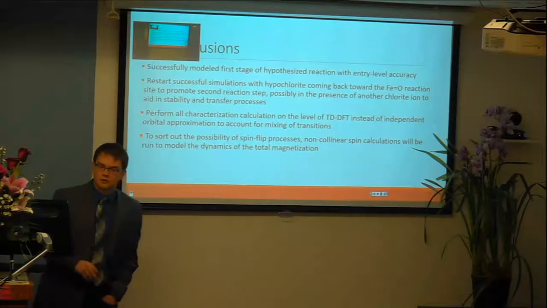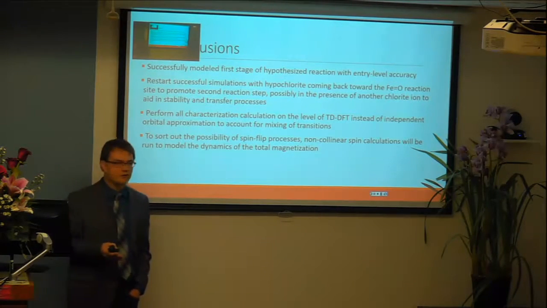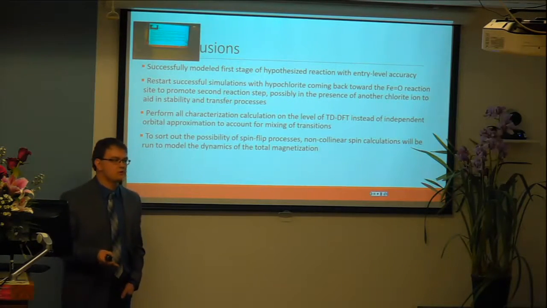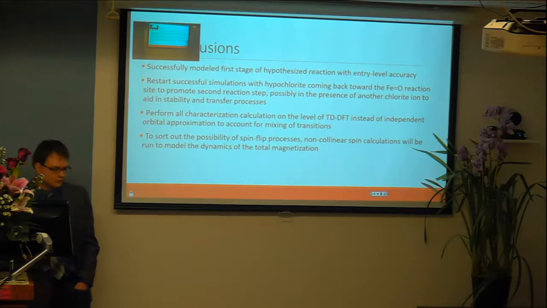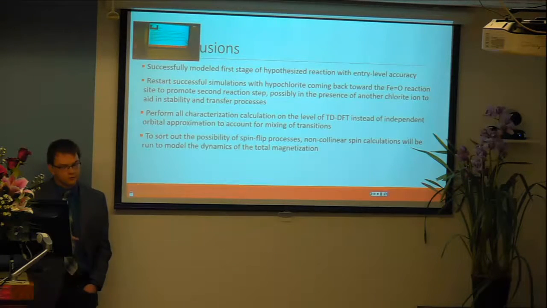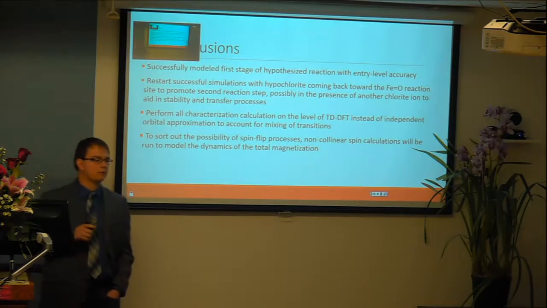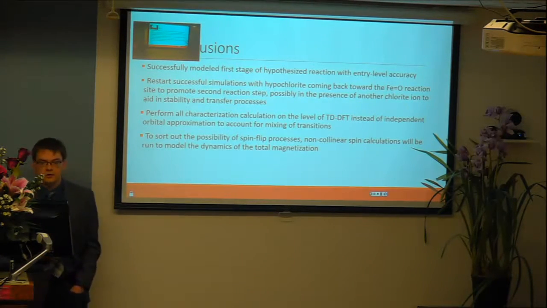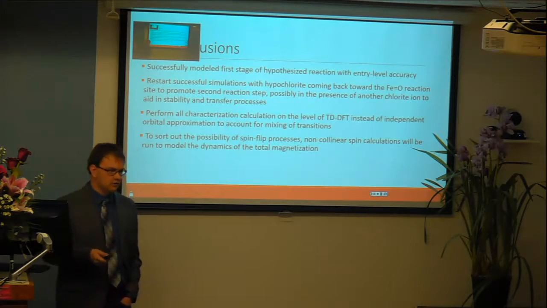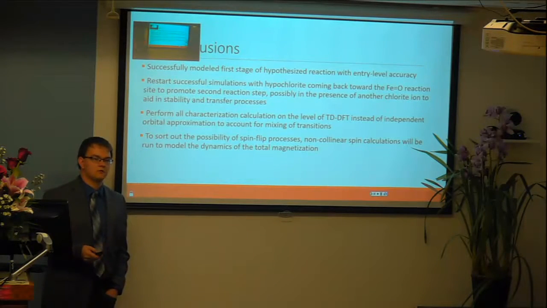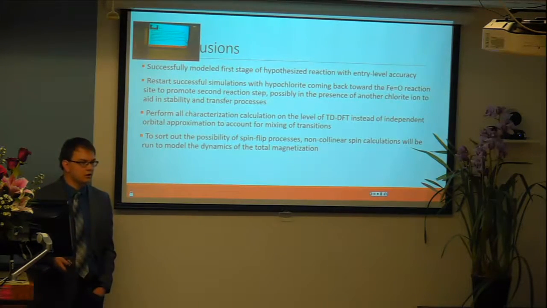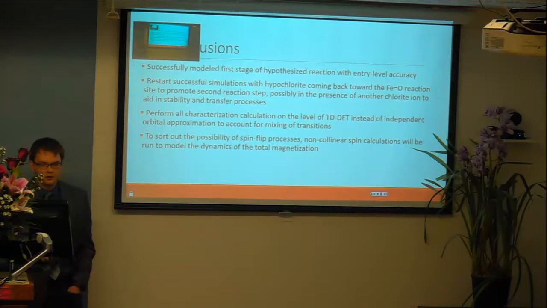So, conclusions: we successfully modeled the first stage, not quantitatively, but very qualitatively. Now we can restart simulations with hypochlorite coming back in, say from another direction, to try and form that peroxy bond that we're interested in seeing. We can do all of this at a higher level if we would like, but qualitatively it seems to agree with what we think, except for the total energies in the anionic systems by themselves.